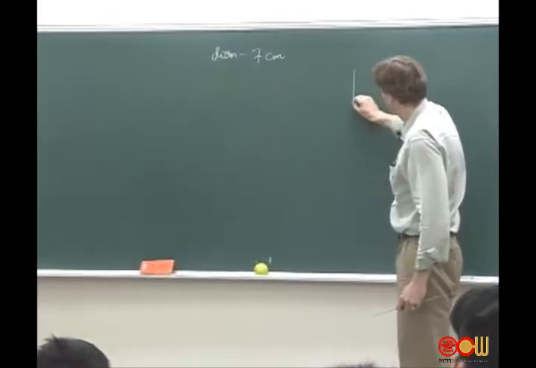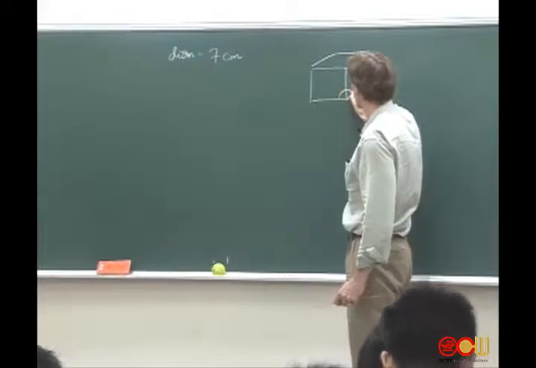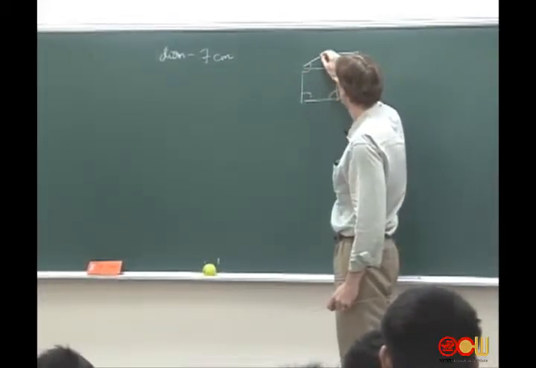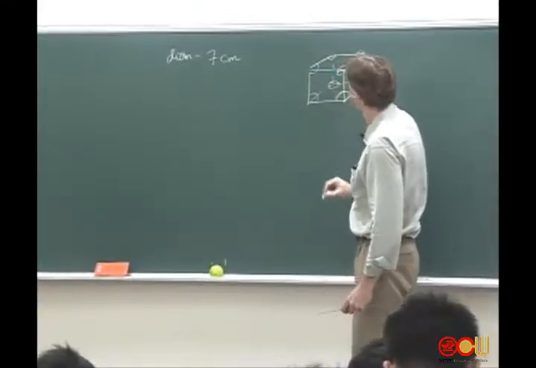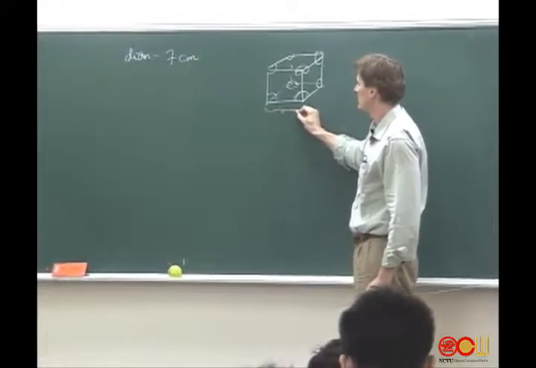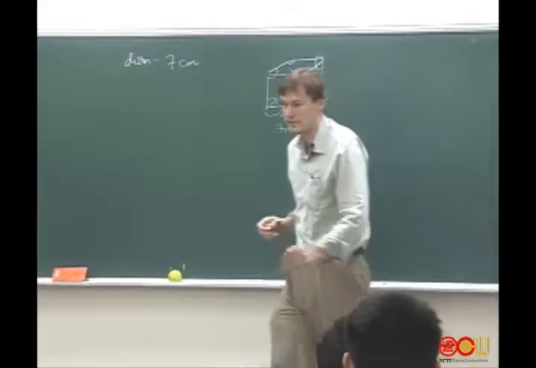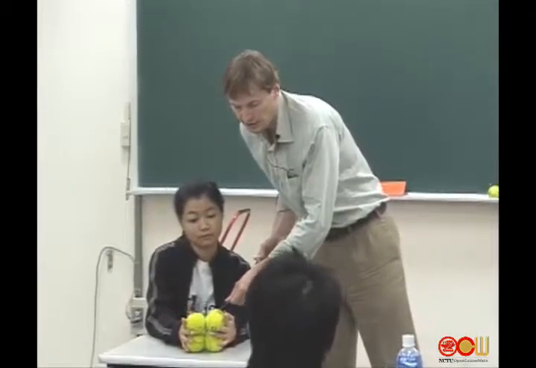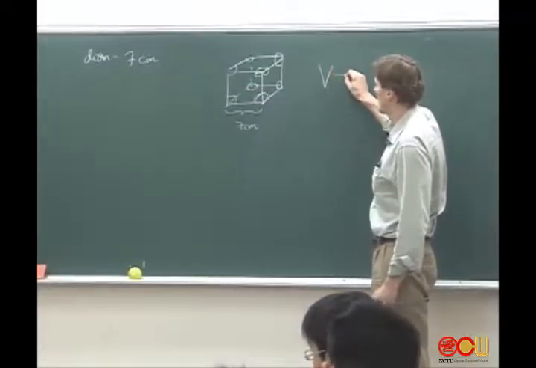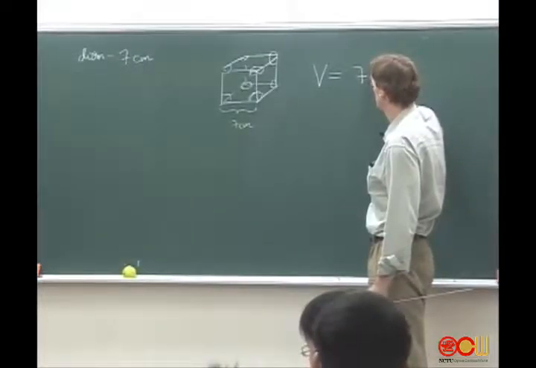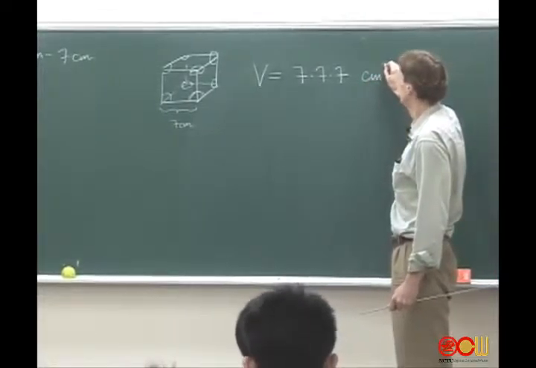Okay, so now our primitive cubic cell looks like that and has the balls in the corners. It has this distance of 7 centimeters, right? Because that's the distance between the center of the ball and the center of the ball. The total volume of this thing is then 7 centimeters times 7 centimeters times 7 centimeters, right?